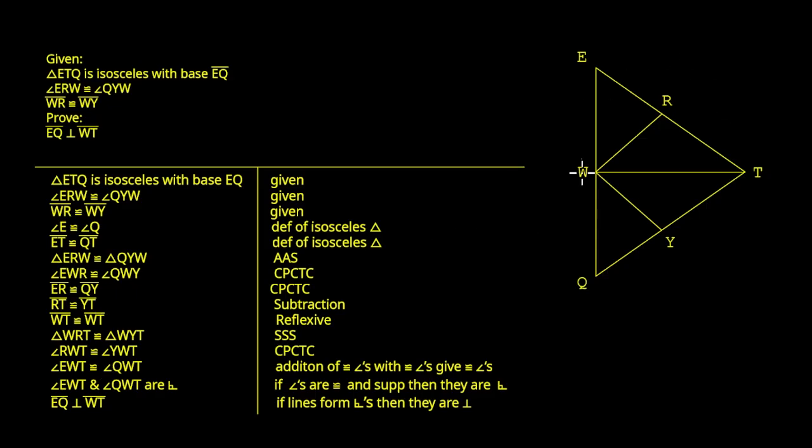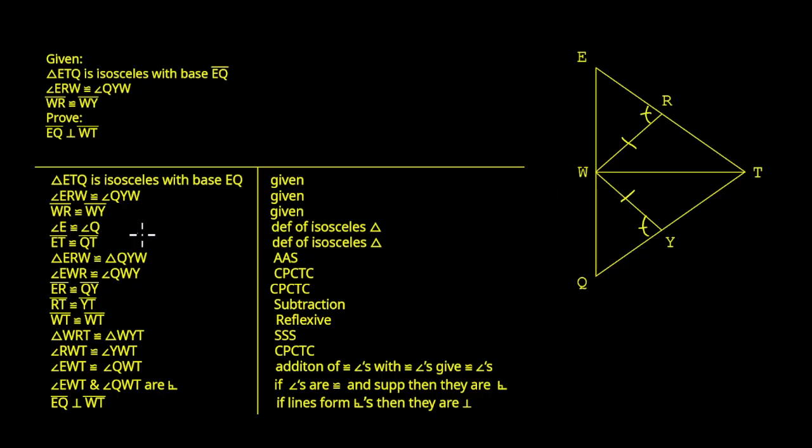Proof is here. We're going to write it out on the diagram. We'll be using different colors for different portions of the proof. Triangle ETQ is isosceles with base EQ, given. Angle ERW is congruent to angle QYW. Angle ERW right here is congruent to angle QYW over here. WR is congruent to WY, given. These two lines will deal with the isosceles triangle.